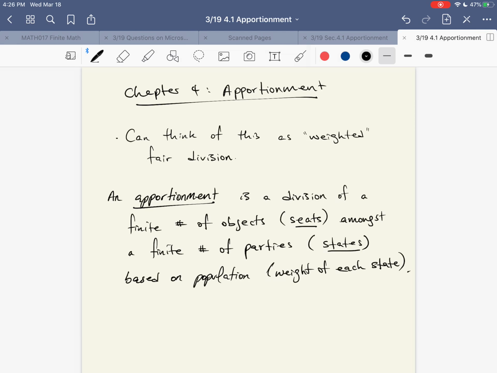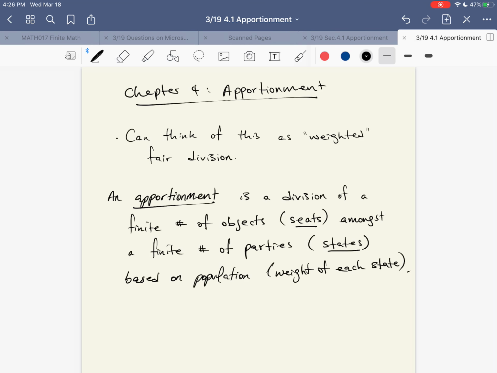You could be apportioning nurses to different wings of a hospital. Say you had 20 nurses, this will be a homework problem. Say you had 20 nurses and 3 wings of a hospital, and each wing has a different number of beds, so it wouldn't make sense to send an equal number of nurses to each wing of the hospital. You couldn't divide 20 by 3 anyway, but you would want to divide them proportionally. So this is very much about proportions.